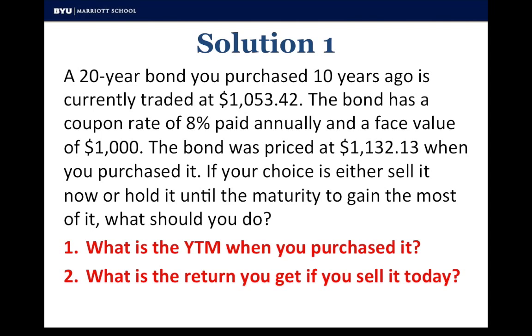Before I move on forward, let's talk about what yield to maturity is. Yield to maturity is the average return you will get if you purchase the bond today at a certain price and you're gonna hold that until maturity. That's the definition of yield to maturity. So anyway, let's calculate this.